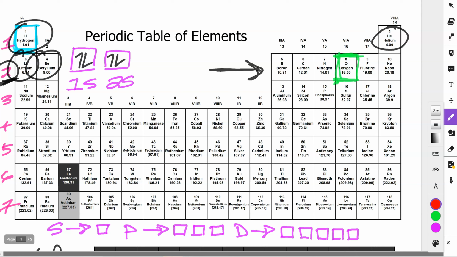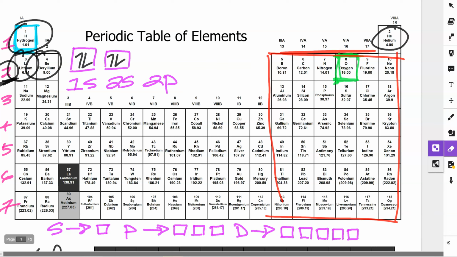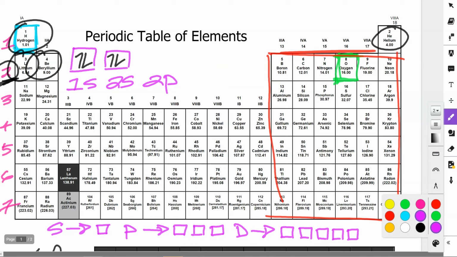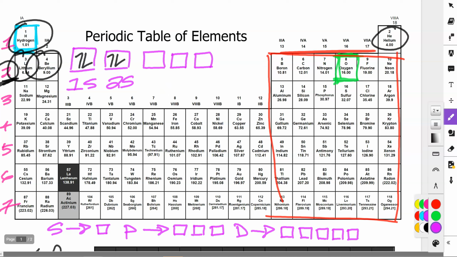So remember, if you look at your periodic table, this is the P block. So we're going to come over here. We're going to write down 2P. We're going to notice that P has not 1 box, but 3. So I'm going to put 3 boxes. 1, 2, and 3. And the 2P should probably be in the center, so I'll move that real quick.